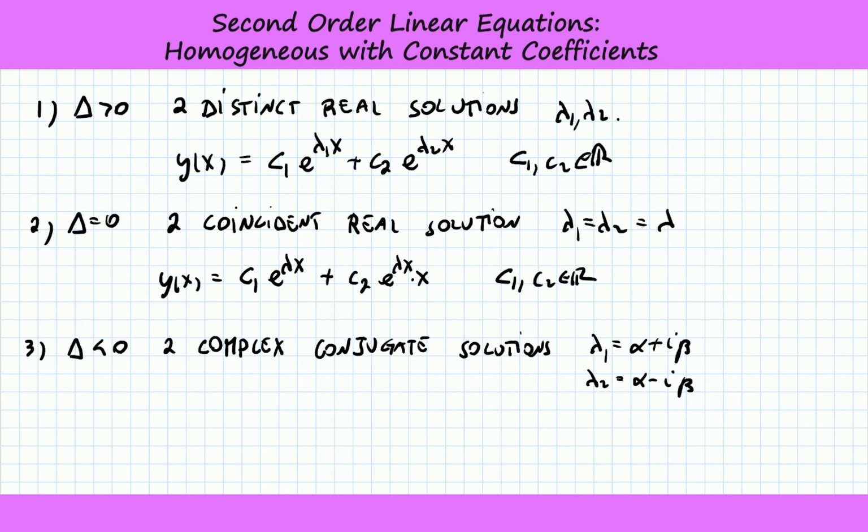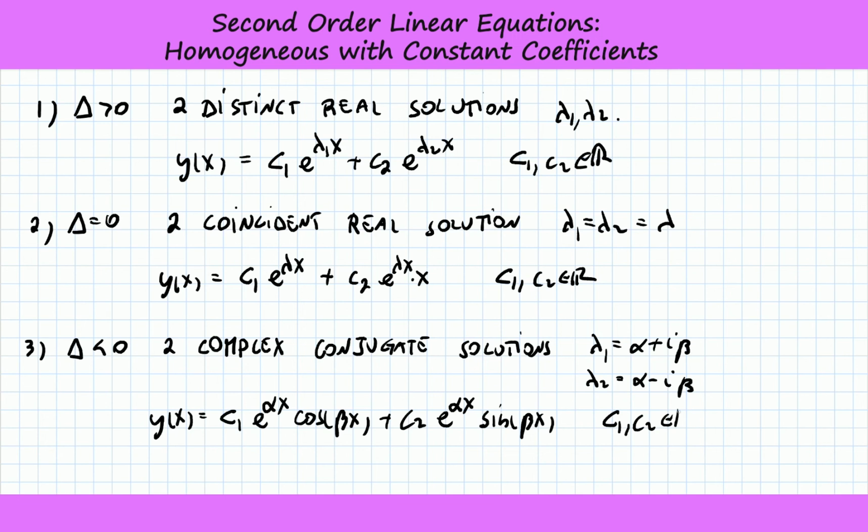Now in this case, we have complex solutions, but the equation is originally real. So we want to write the solution in terms of real functions. And by using Euler's formula that connects complex exponentials with real exponentials and sines and cosines, we can obtain the general solution as follows. So c1 e to the alpha x cosine of beta x plus c2 e to the alpha x sine of beta x. Again, where c1 and c2 are real numbers.